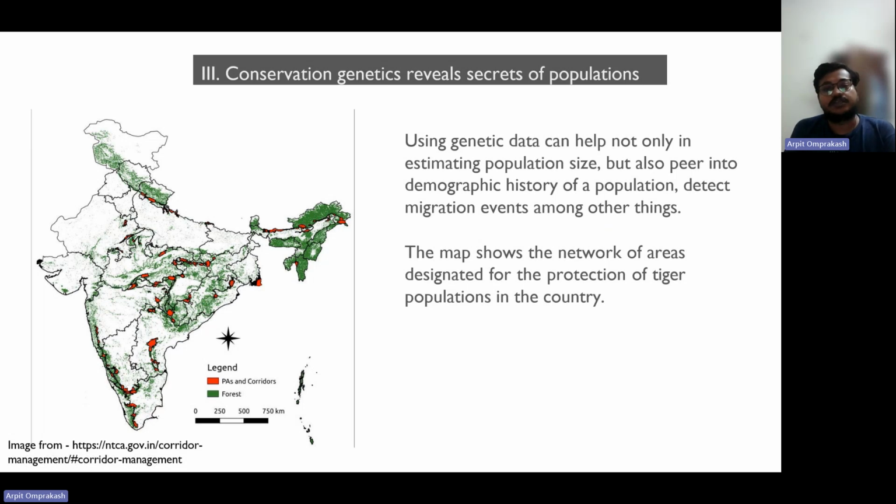So basically, by using genetic data, we can not only estimate the population size, but also see where this population came about, where it is going, or whether it is mixing with other populations, which are migrating where, and so on and so forth.